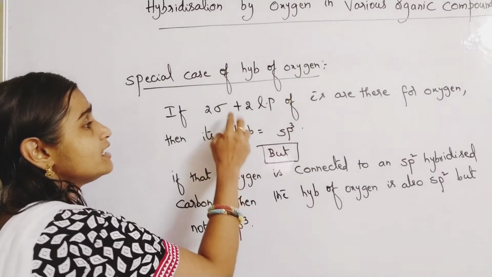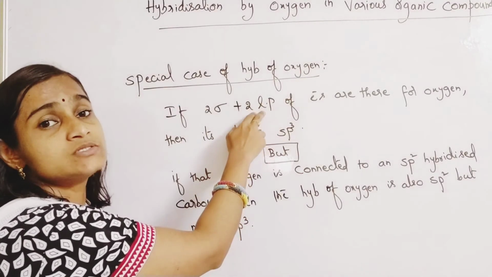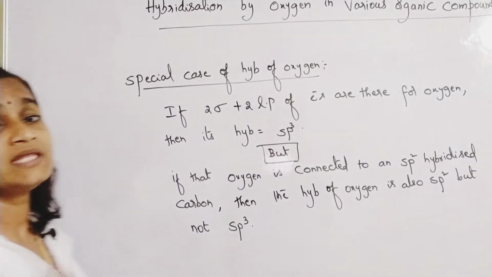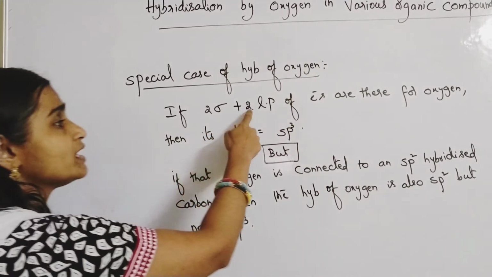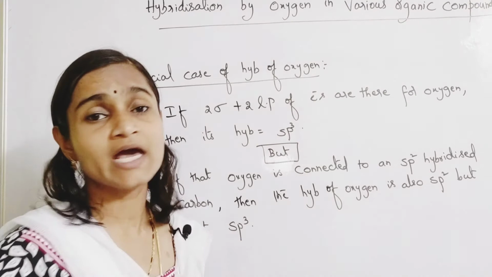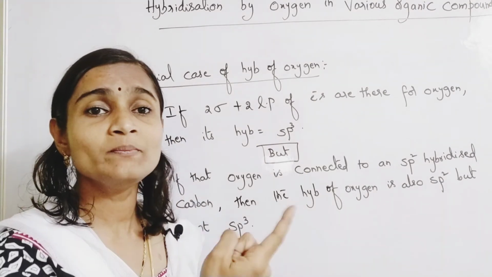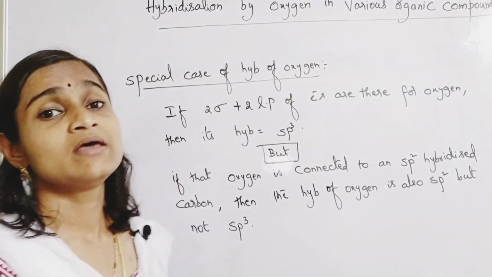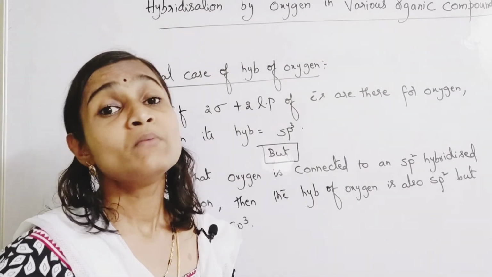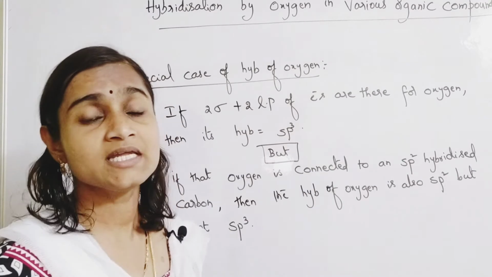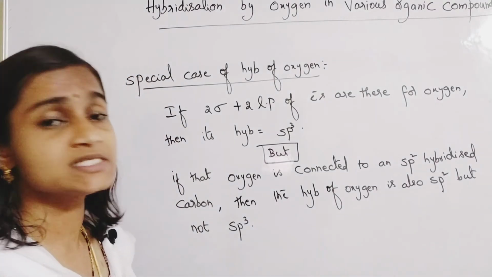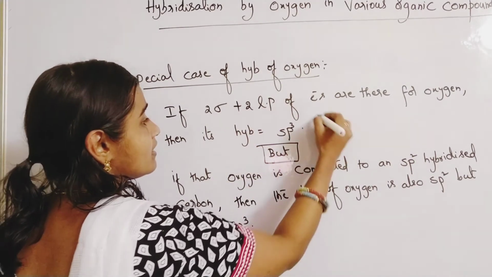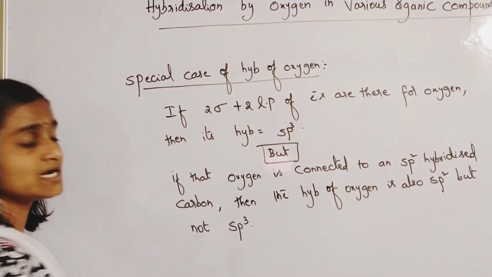That means here 2 lone pairs are there. Among these 2 lone pairs, please understand my point carefully, 1 lone pair will be involved in hybridization and the other lone pair will be involved in the phenomenon of resonance. Resonance gives you more stability, isn't it? The concept of resonance gives you more stability. Please understand this point also.